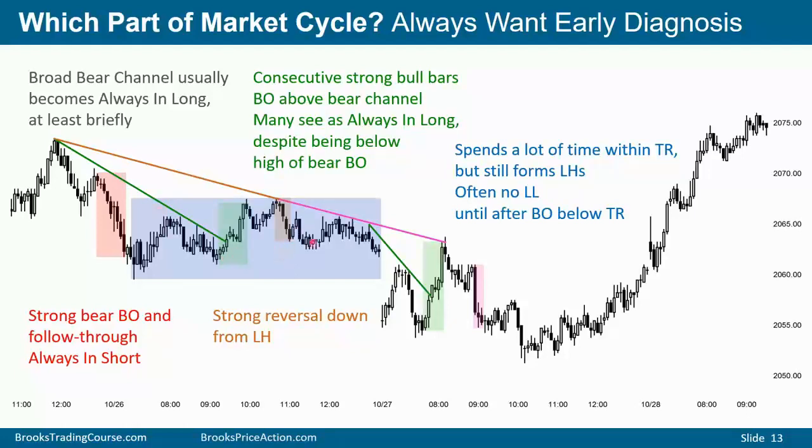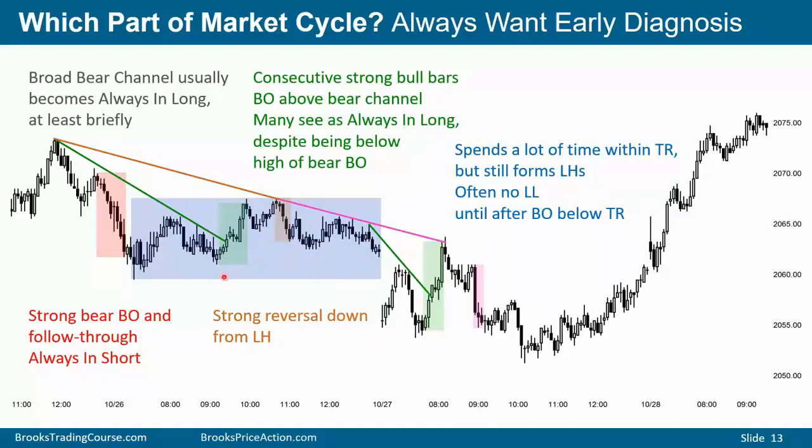In a trading range, what would happen if the market kept going up like this? You would say the bull trend began here, and therefore this is a bull trend. Even through here, it's a bull trend. But it's also still forming lower highs in a broad bear channel. When the market is down here, where did the bear trend begin? It began up here.